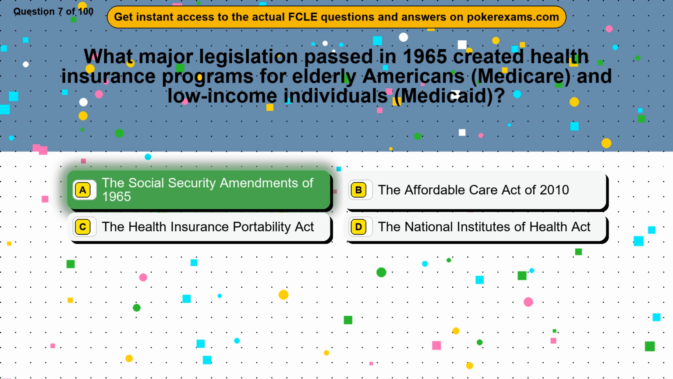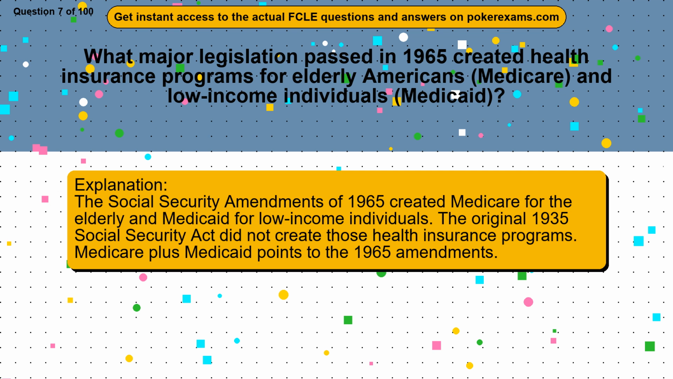The Social Security Amendments of 1965. The Social Security Amendments of 1965 created Medicare for the elderly and Medicaid for low-income individuals. The original 1935 Social Security Act did not create those health insurance programs. Medicare plus Medicaid points to the 1965 amendments.